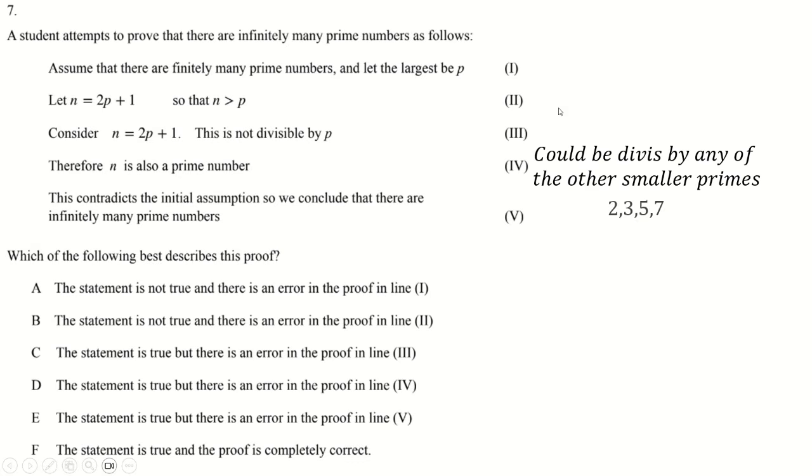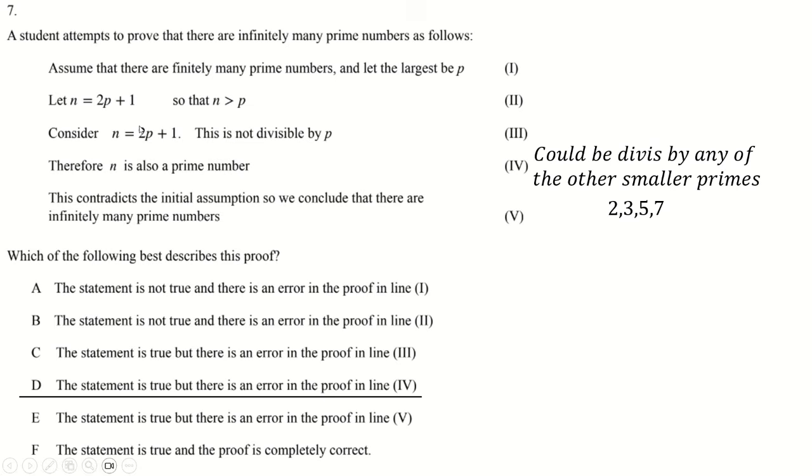So, for example, here, let's just do this, assuming that we think the largest prime number is 7. And then, of course, 2 times 7 plus 1 is 15. 15 is not divisible by 7, but it is divisible by some smaller prime, so it's not prime. So this doesn't work, this line here. So we'll cross out this one.